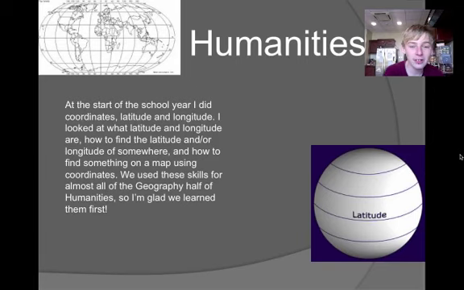At the start of the school year, I did coordinates, latitude, and longitude. I looked at what latitude and longitude are, and how to find the latitude and or longitude of somewhere, and how to find something on a map using coordinates. We use these skills for almost all of the geography half of humanities, so I'm glad we learned them first. And also, humanities is like social studies in the U.S. It's just called humanities. It's geography and history put together until you get to where they're separate.